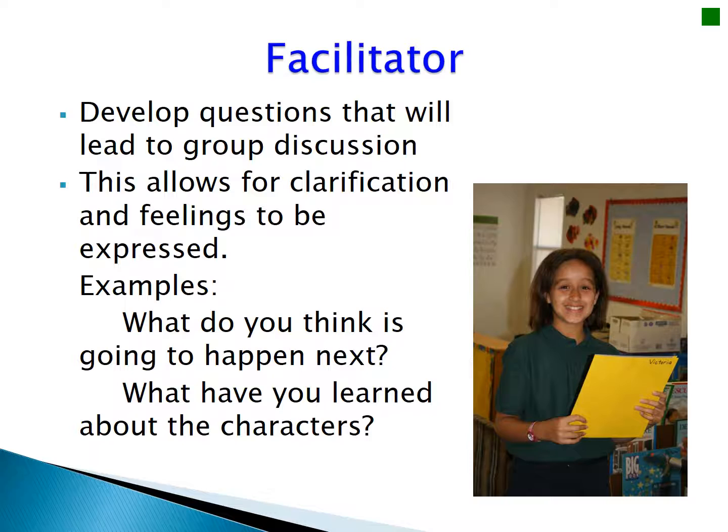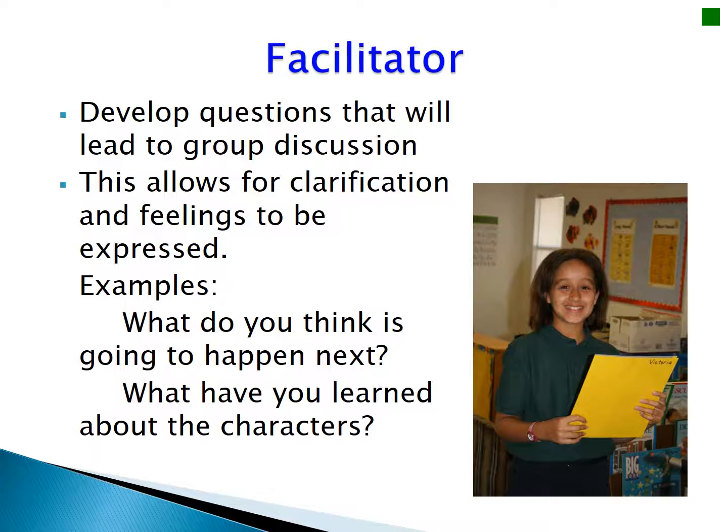The first role is sort of like the group leader, but I like to call it the facilitator. The facilitator is in charge of, while reading, developing questions that will lead to group discussion. This allows for clarification and feelings to be expressed. They might have a question such as, what do you think is going to happen next? What have you learned about the characters?